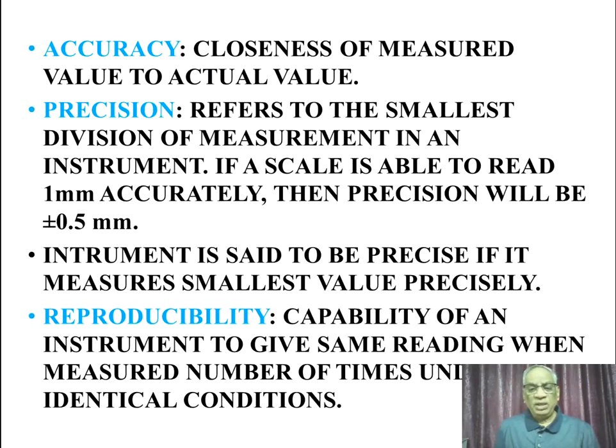And coming to reproducibility, when you do the measurement a number of times, if the instrument is capable of giving the same reading under the same identical conditions, meaning temperature, environment, and other things are not changed, and it is able to give the same reading on repeated measurements, then we say the instrument is reproducible. That means any time you measure, you will get the same reading under identical measuring conditions. That is important.